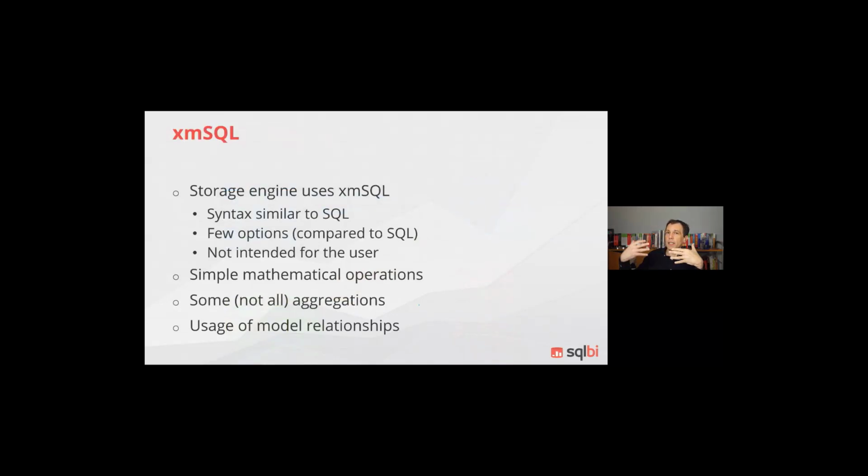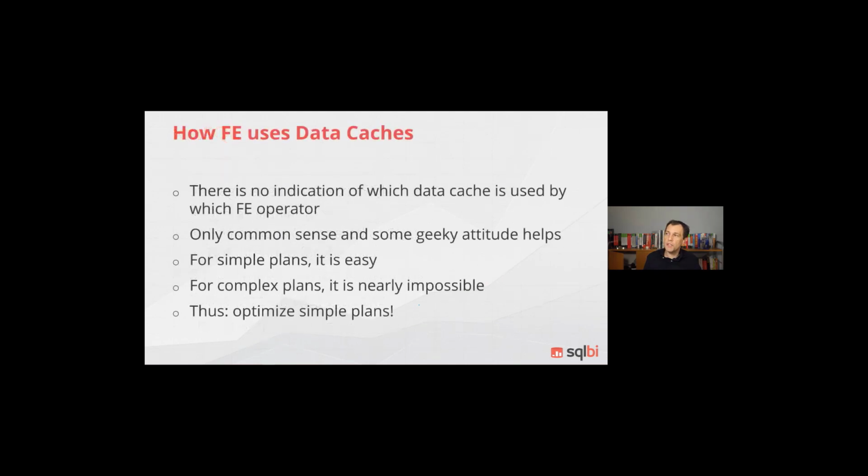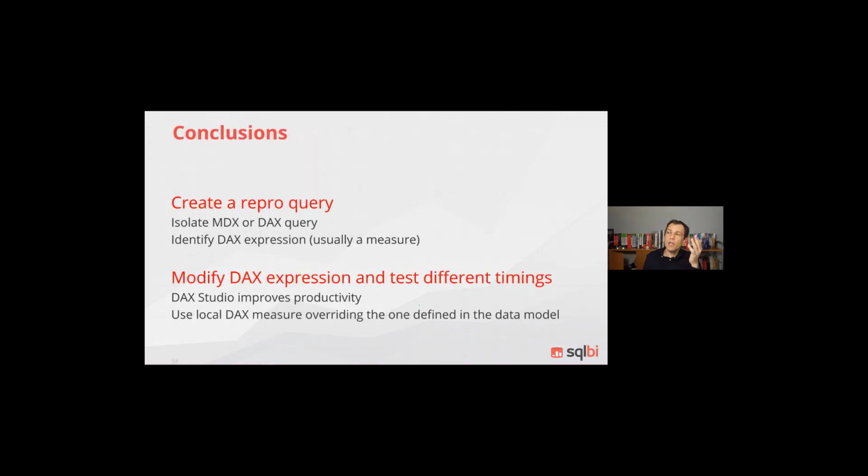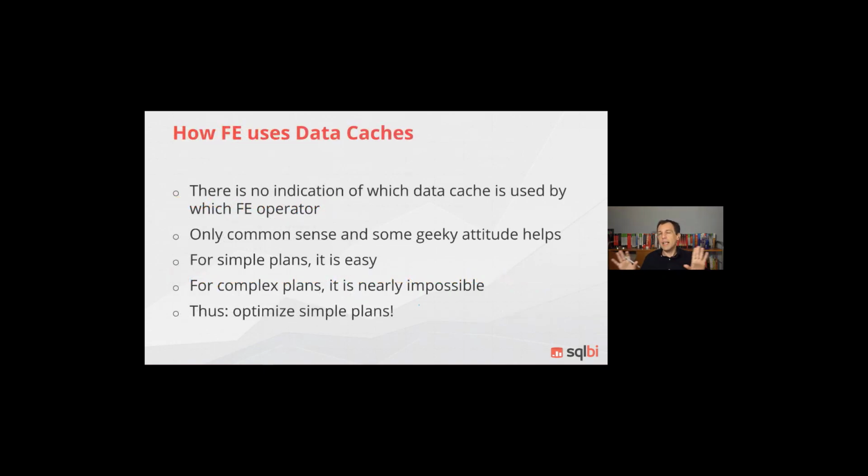xmSQL is the language that we have seen in the description of the storage engine queries that we analyzed. The formula engine consumes the data caches. The same data cache can be consumed several times, but you have seen that the reason why we had slow performance in the previous case was that we just had too many requests made by the formula engine to the storage engine. However, the reasons for DAX performance issues are many.